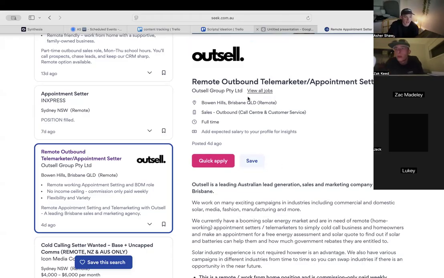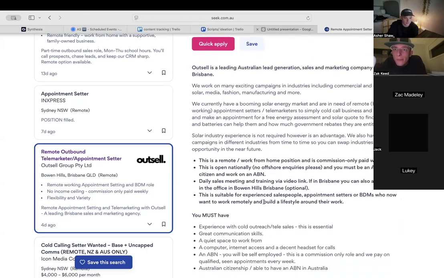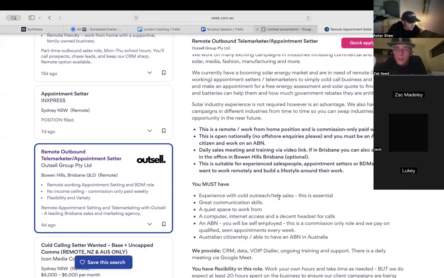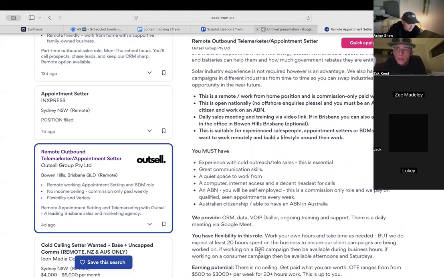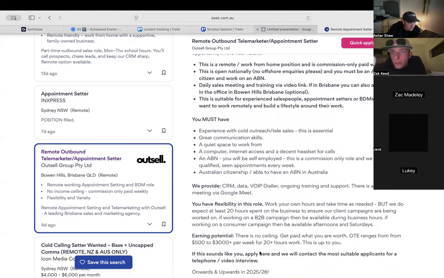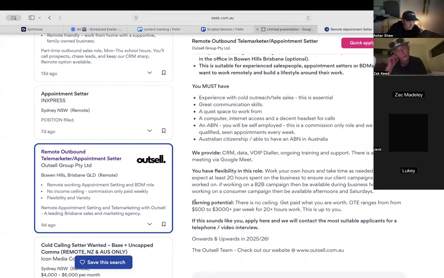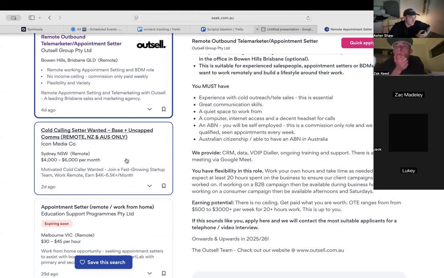But this one here, outbound telemarketer. Let's see if we can figure out. Experience with cold calling outreach. But the potential here, there's no ceiling. Get paid on your worth. So if you're a go getter and you actually want to have a good crack, this could be perfect. Earning from $500 to $3,000 per week, for 20 hours of work. I remember doing 20 hours in like 2 days when I worked construction in FIFO, and I was making like 3K a week. So the potential's there.